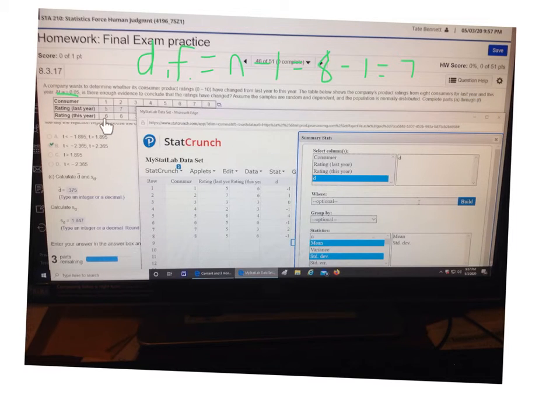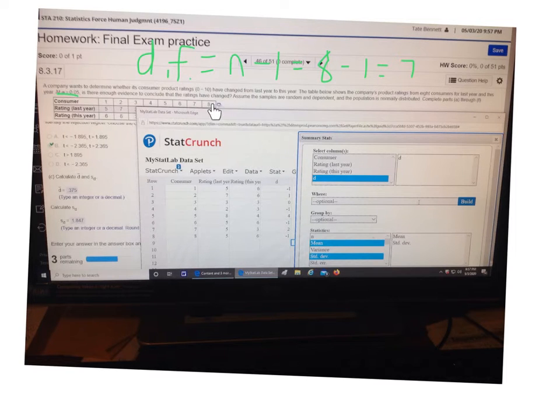So this is consumer 1, 2, 3. These are different people. You can import the data right into StatCrunch. This is their rating last year. They gave it a 5, and then the next year the same individual gave it a 6, etc. I'll talk to you about how to find the critical values here.